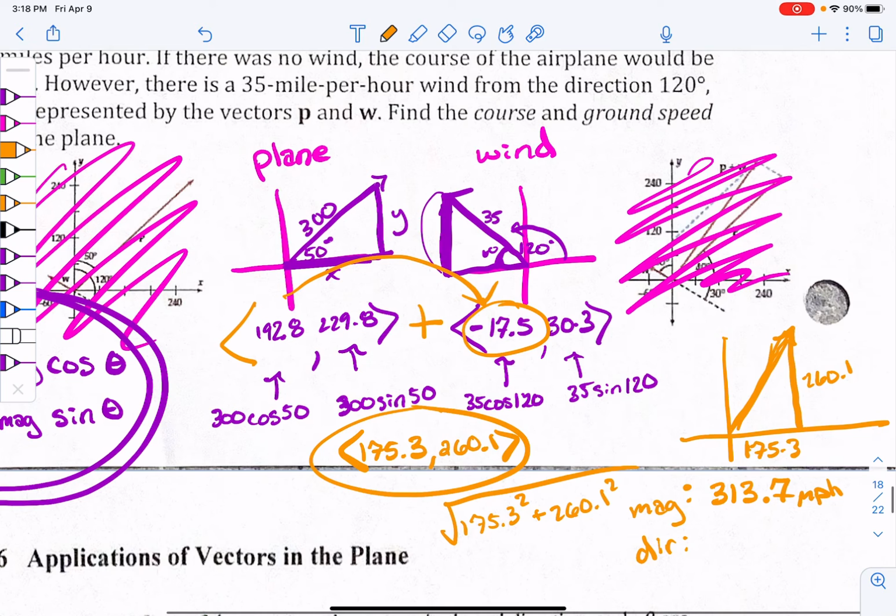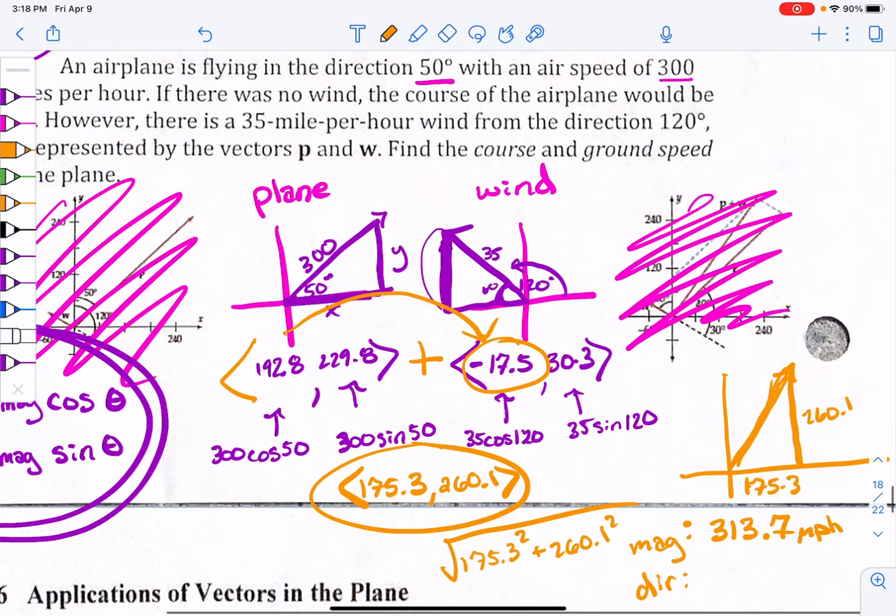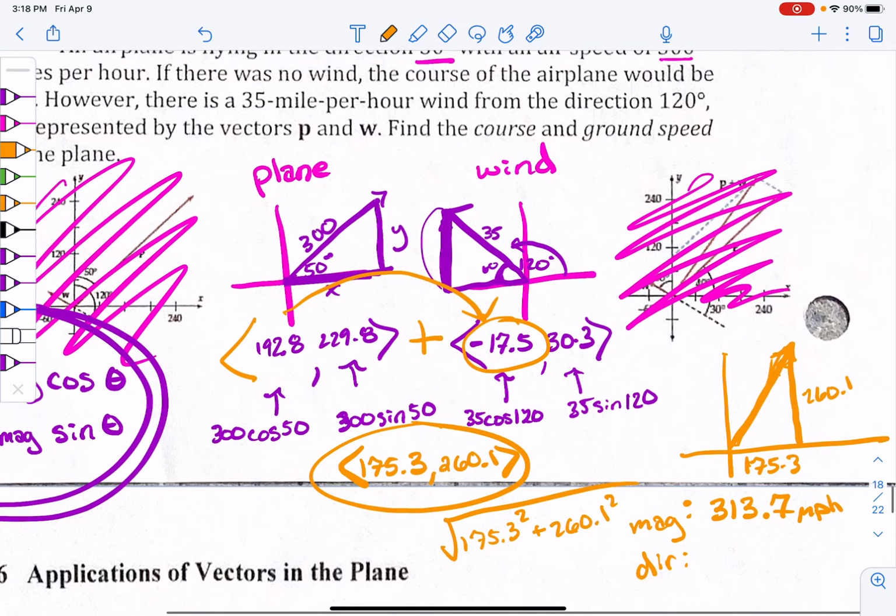It would be more. It would be 313 because even though the wind is pushing, it's still pushing the plane up and still kind of contributing to its speed, I guess. Yeah, that should be fine. Because it's pushing the plane up, so it still is kind of making it go faster, I guess, when it's pushing it up in that direction. So 313.7 miles per hour, so it will speed the plane up a little bit.